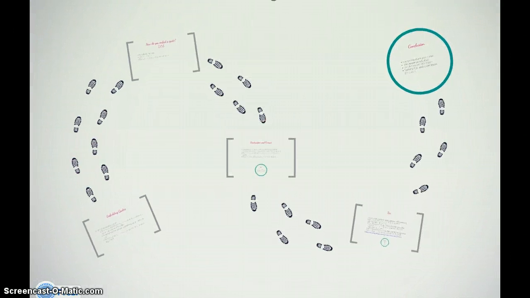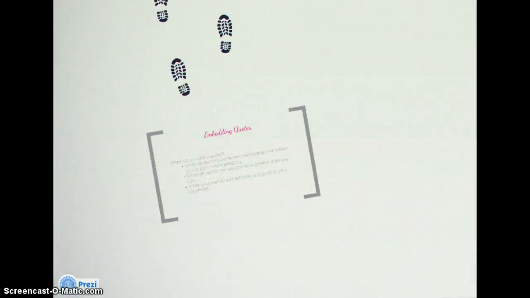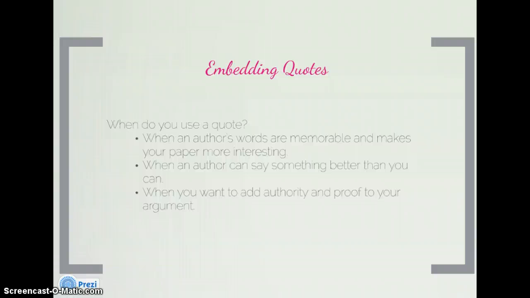We're talking about embedding quotes, so how to effectively embed your quote. When do you use a quote? You use a quote when the author's words are more memorable and make your paper more interesting. You use a quote from another author when an author can say something better than you can, and when you want to add authority or proof to your argument.